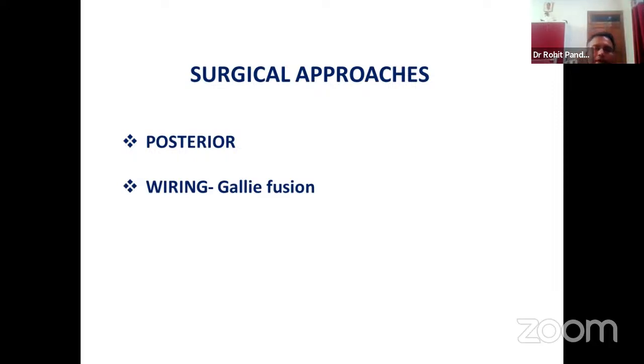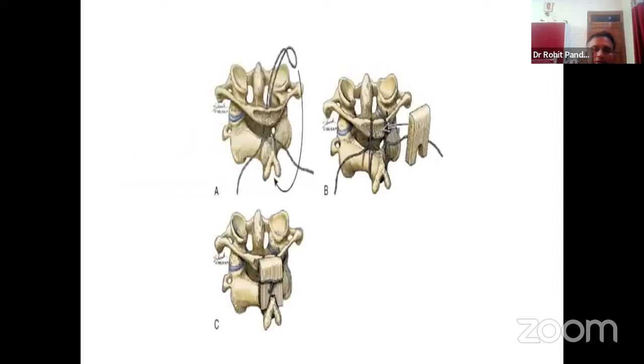First, I will talk about the wiring, and the initial wiring technique was introduced by Gallie. So it's a Gallie fusion, in which the prerequisite, as I told earlier, is that we should have intact posterior elements of the C1 and C2 axis. Suppose you do not have the posterior arch of the C1, then as introduced by Dr. V.K. Jain sir, we can create an artificial arch in the occiput, and that can be used for the wiring. And I have seen him doing it, and I have assisted him in doing this.